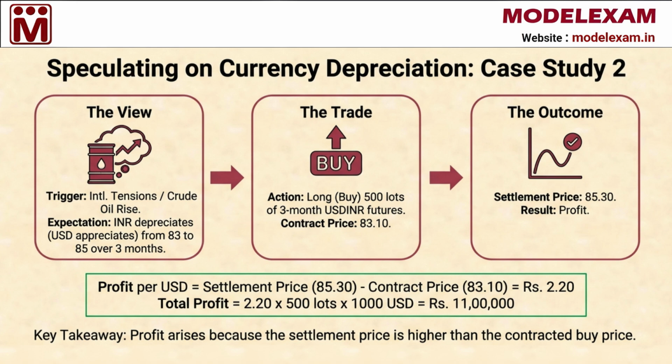In our second case study, a trader sees international tensions and rising crude oil prices, leading them to believe the INR will weaken from 83 rupees to 85 rupees. They decide to go long, which means buying 500 lots of 3-month USD-INR futures at 83.10 rupees. When the price hits 85.30 rupees at expiry, the trader makes a profit of 2.20 rupees per USD. This results in a total gain of a profit of 11 lakh rupees.